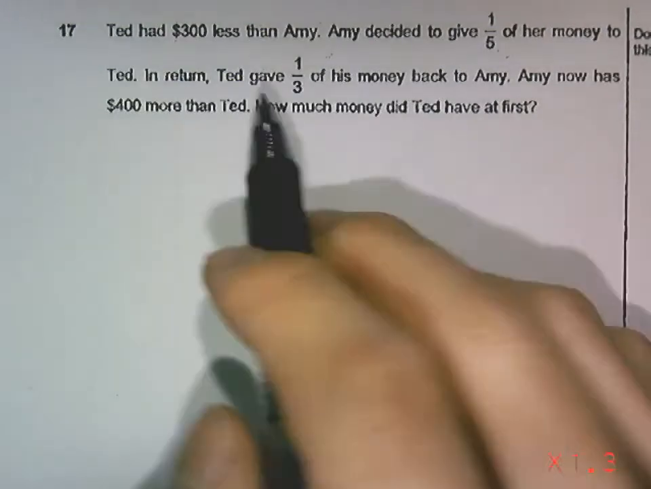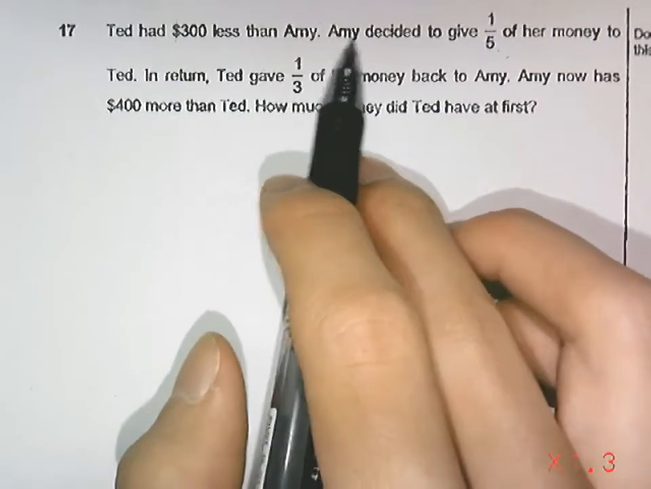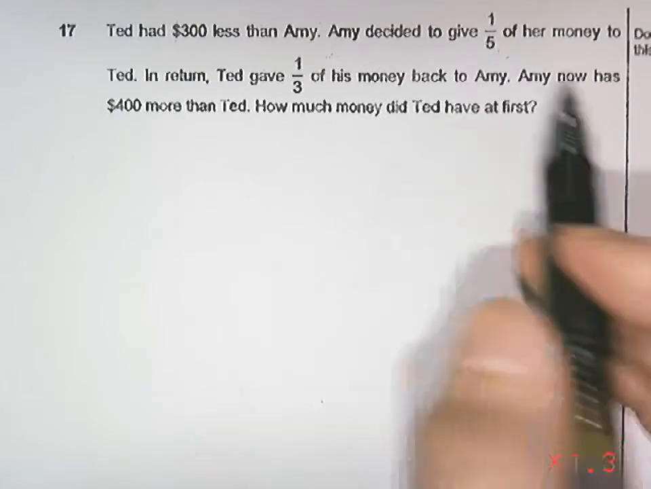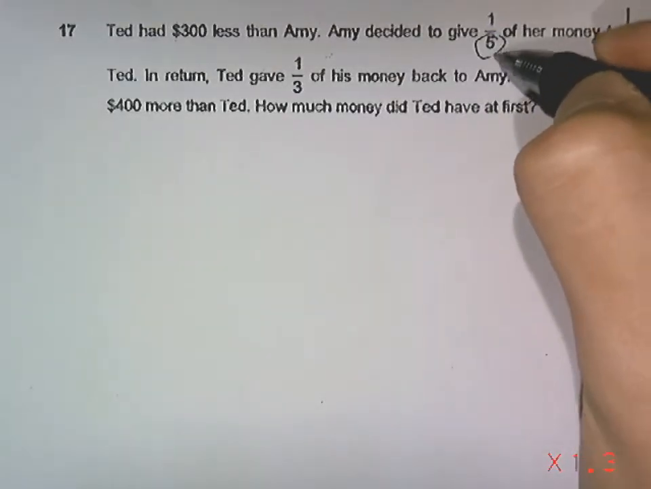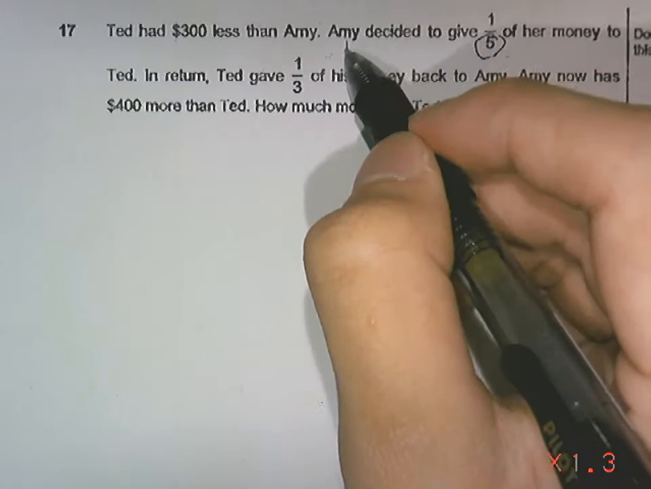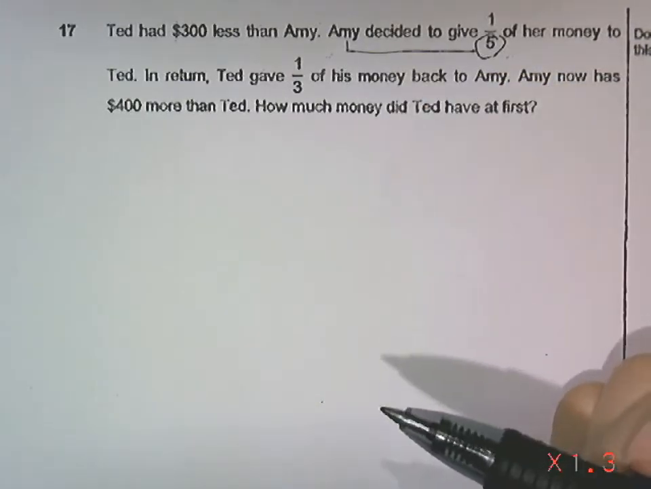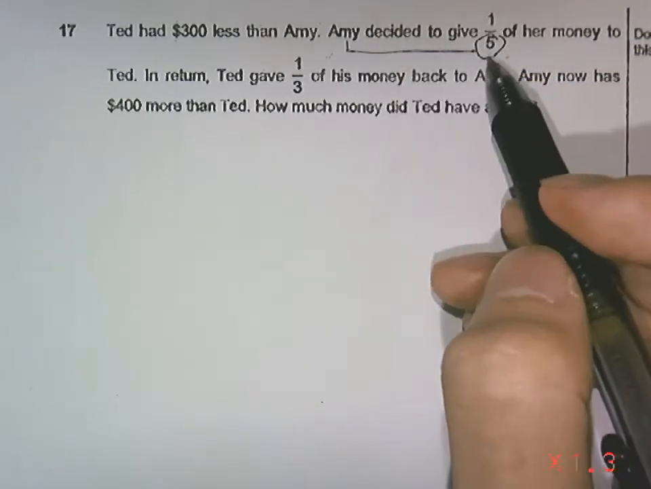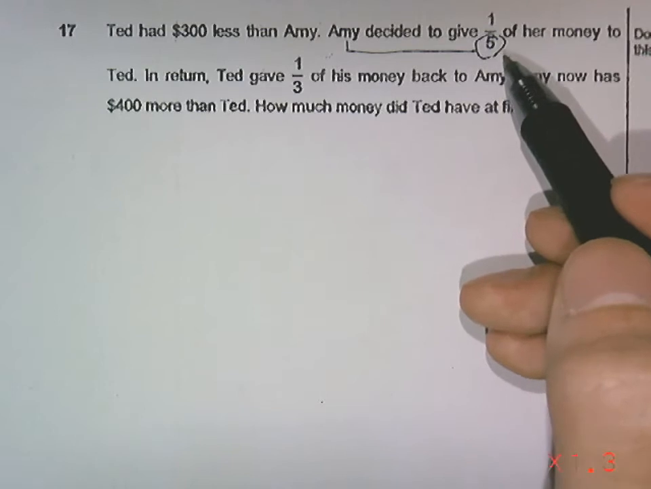Right? Ted had $300 less than Amy. Amy decided to give 1/5. Look at the 5. I would like to start with some whole numbers, of the units, so that I can divide it by 5 easily, using units.